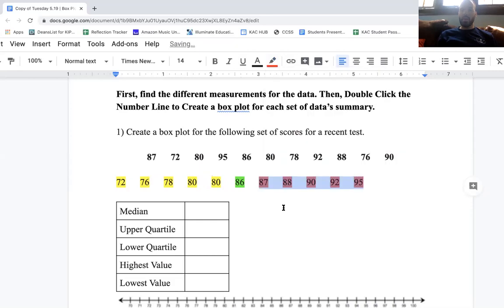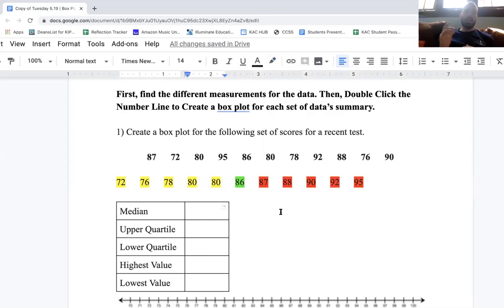Again, as you get better at this, as you get more practice, you're just going to see right off the bat, oh, there's 11. That means 6 is in the middle. Oh, there's 9. That means 5 is the middle. Oh, there's 8. That means it's in the middle of the 4th and the 5th one. And as you do more and more of these, you'll get better at that.